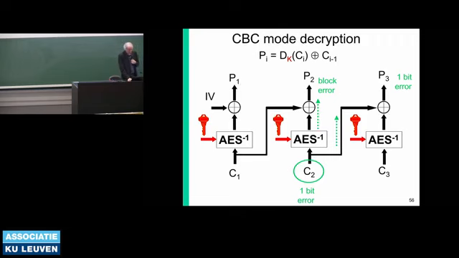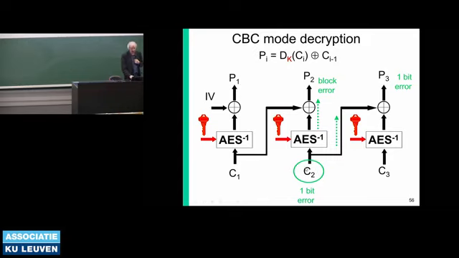So the real problem is bit errors. If you had the idea to use CBC mode for wireless communication, for 3G or for Wi-Fi, well, that would be a disaster, because even if there is one bit error in C2, the whole block P2 will be corrupted.